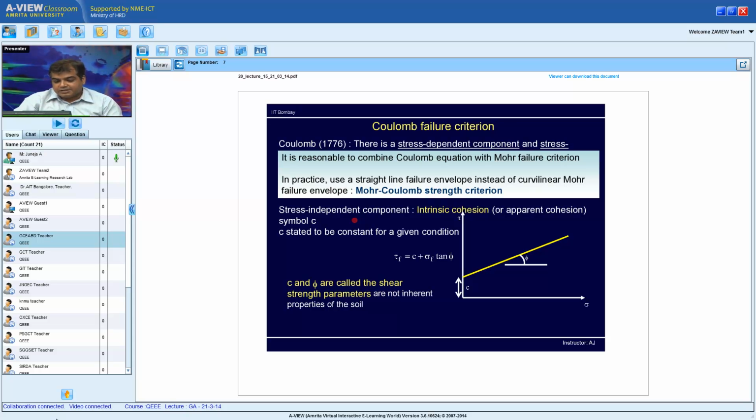The other one, the stress independent component, what Coulomb called cohesion. Many decades later, in fact only in the last 50 odd years, we have started to write this as intrinsic cohesion rather than cohesion, or in some textbooks apparent cohesion. Apparent or intrinsic means it is not the true cohesion. True cohesion of soil, if you speak to some of the research students today, they say is 0.